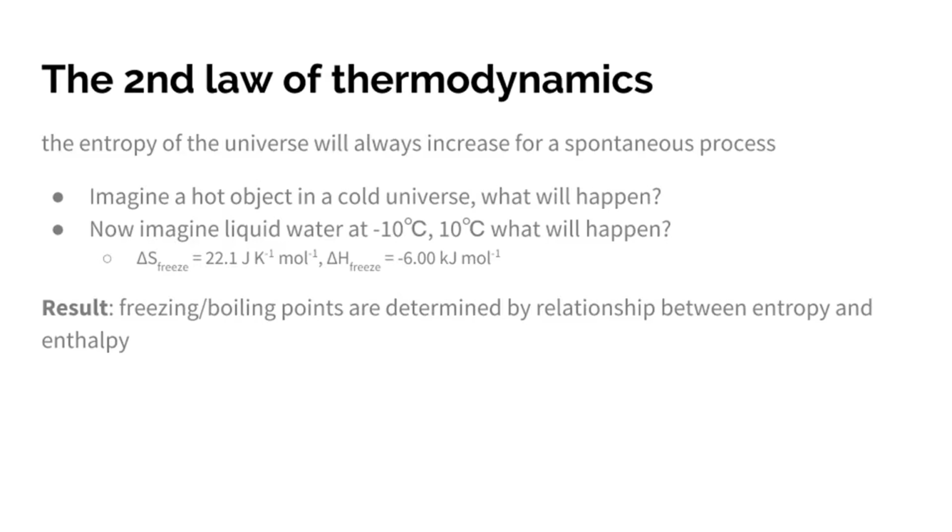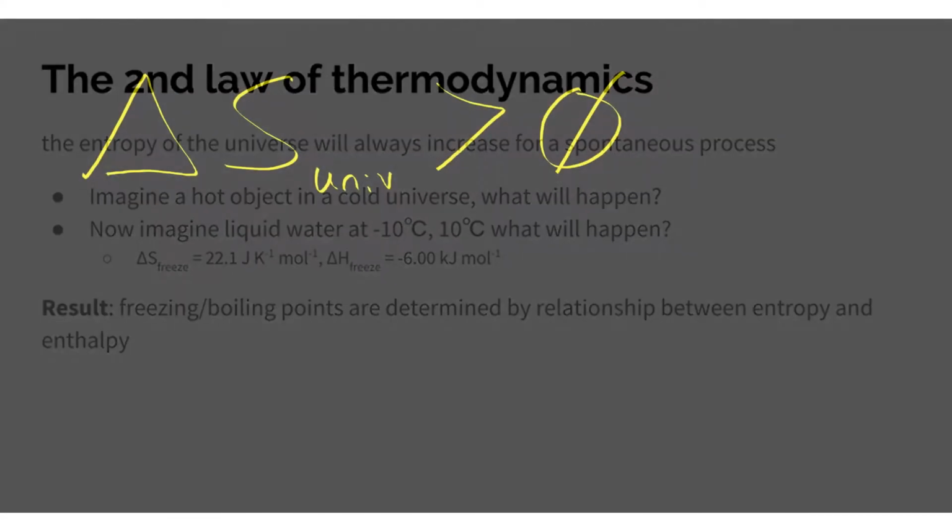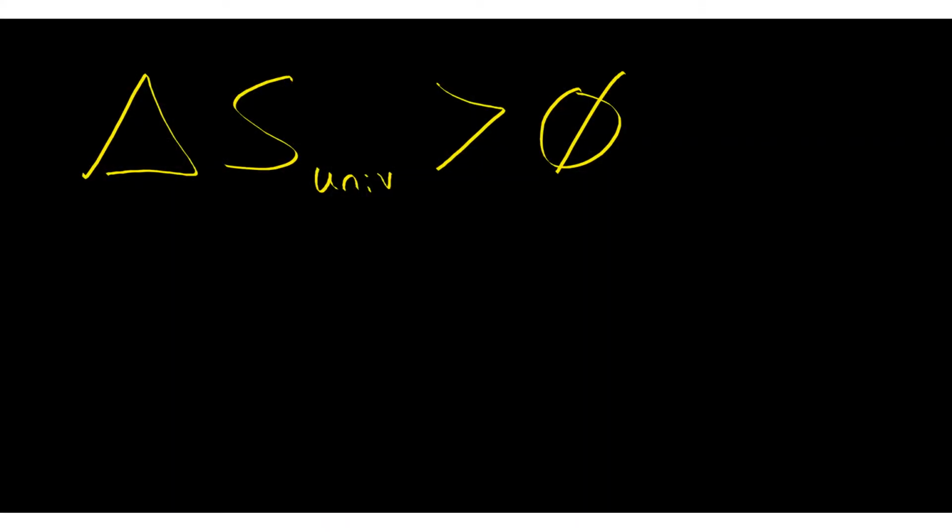Okay? So if you were to put it into mathematical terms, it looks like this. Delta S for the universe is greater than 0. That is the governing principle for whether or not a process is spontaneous. And this is always going to be true. In anything that happens, the entropy of the universe is increasing. That's just it, full stop.